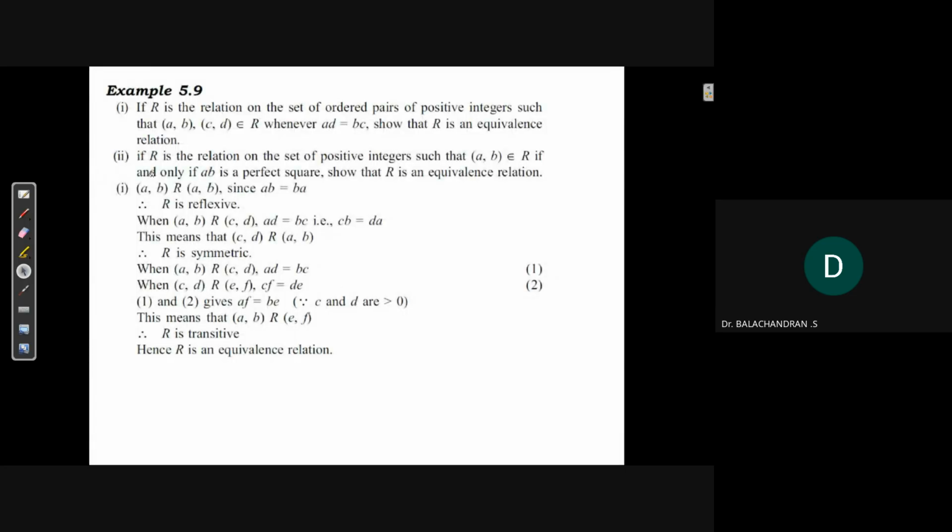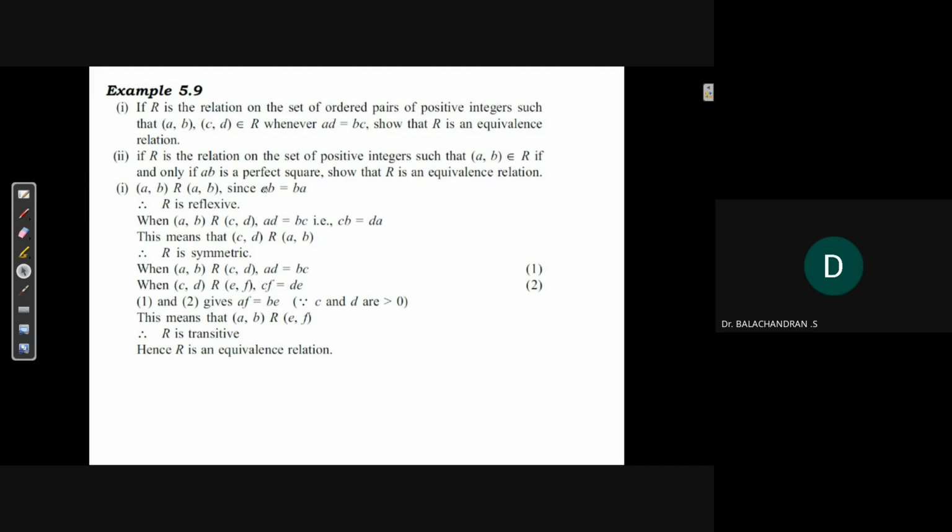So in subdivision 2, suppose R is a relation on the set of positive integers such that (a, b) belongs to R if and only if ab is a perfect square. You should first understand what the relation is: (a, b) is in R if and only if ab is what? It's a perfect square.